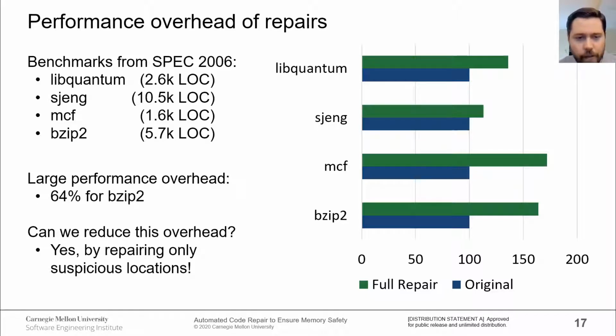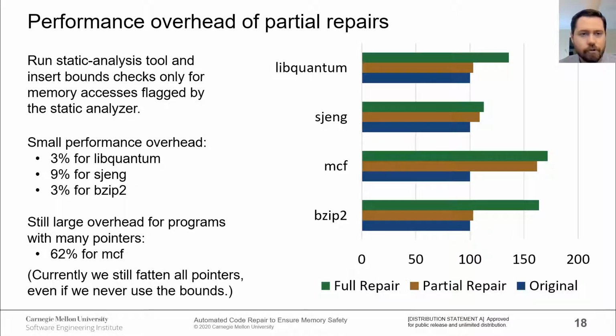Yes, by repairing only the suspicious locations. In particular, we run a static analysis tool, and then we insert bounds checks only for those memory accesses that were flagged by the static analyzer. This considerably reduces the runtime overhead for most of the programs. For example, for libquantum, we have a runtime overhead of 3%, 9% for sjeng, and 3% for bzip2. However, MCF still has a 62% overhead, and that's because MCF makes extensive use of linked lists.